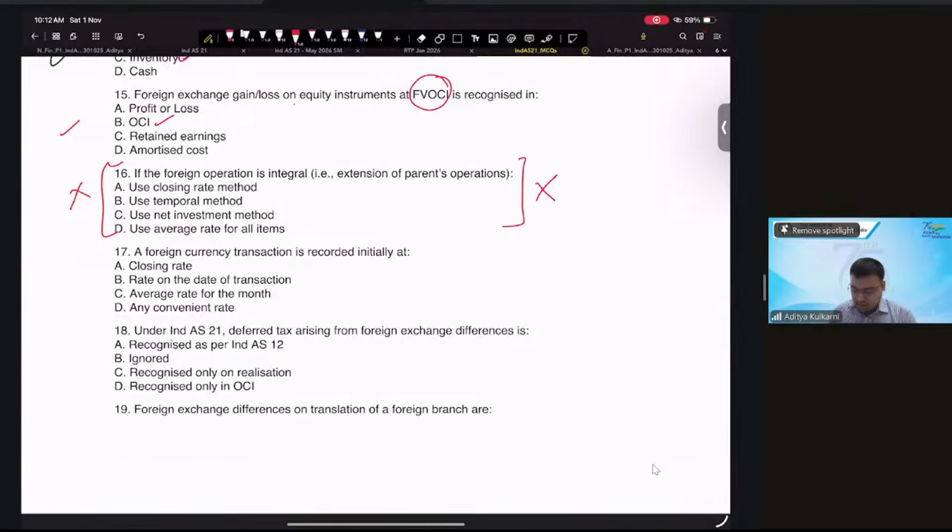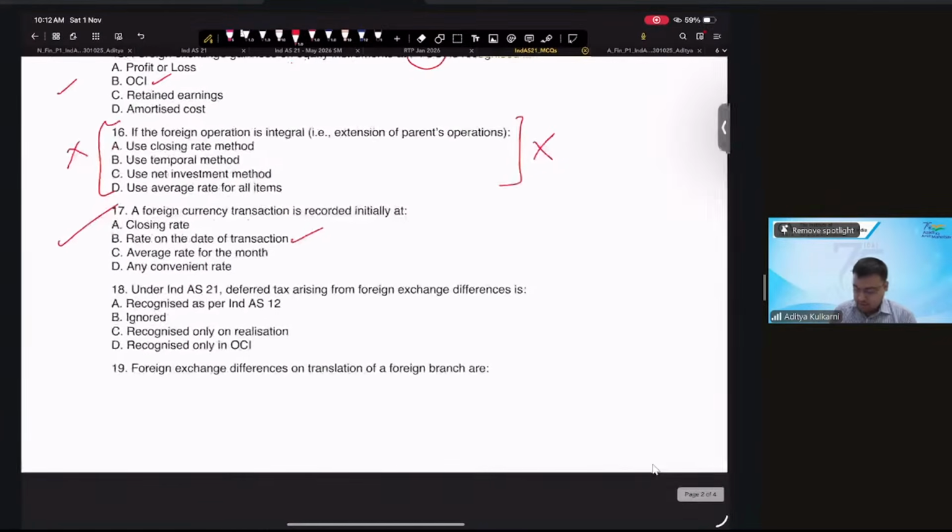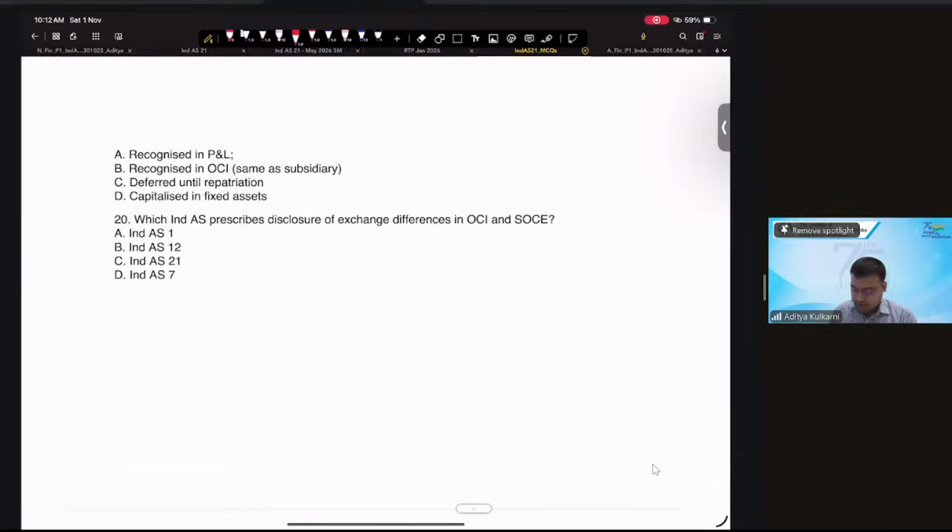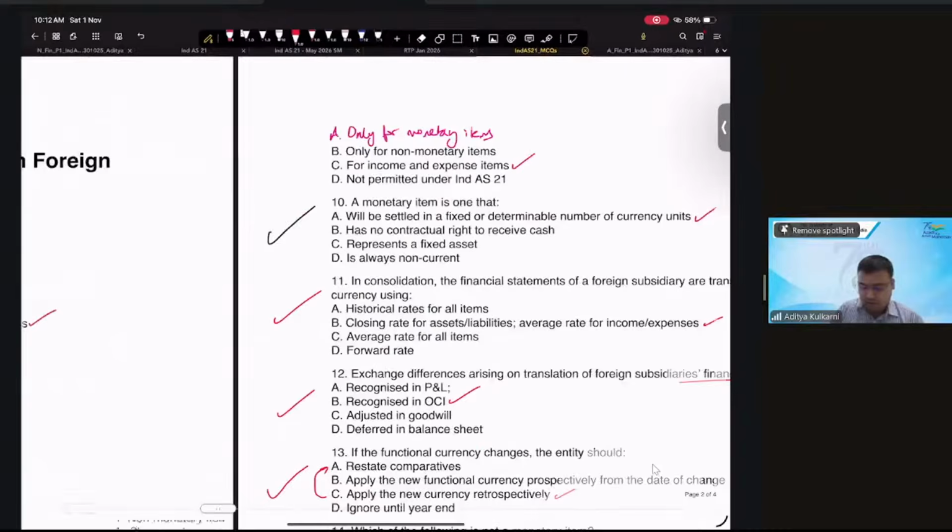So a foreign currency transaction is recorded initially at the date of transaction. Yes, that's it. All right, fine. This should take care of quite a number of your MCQs.